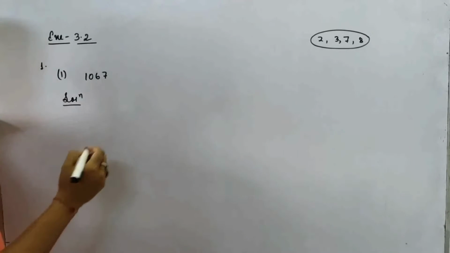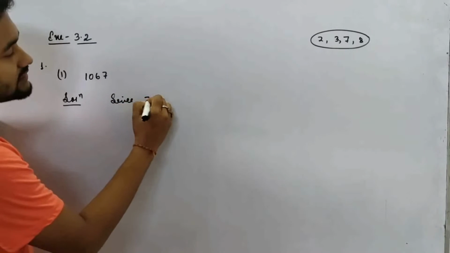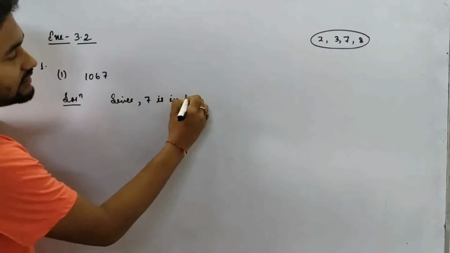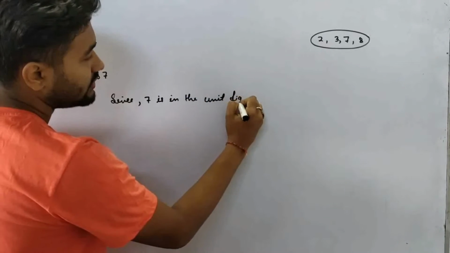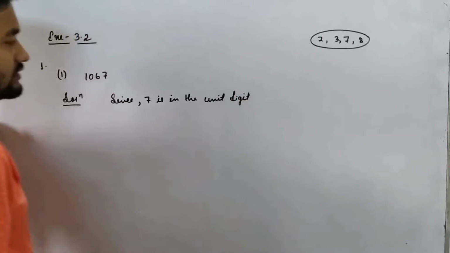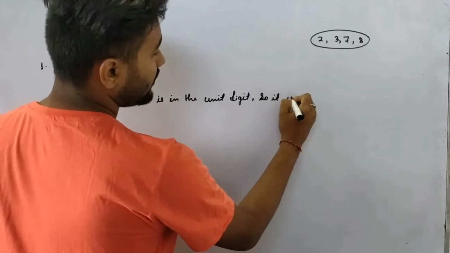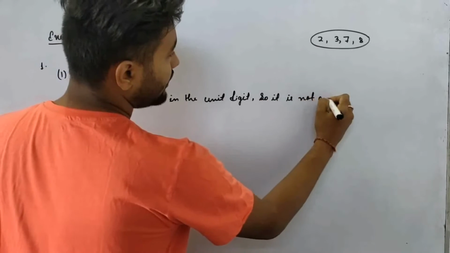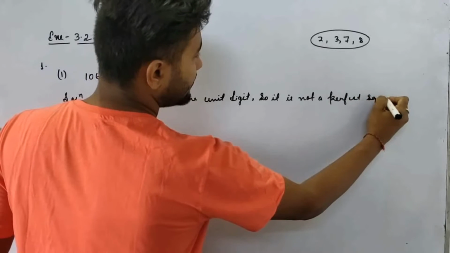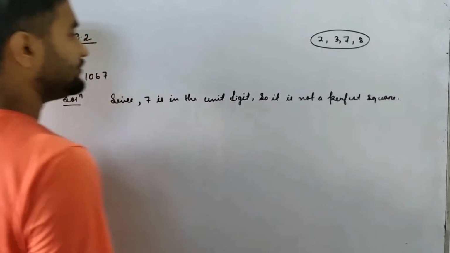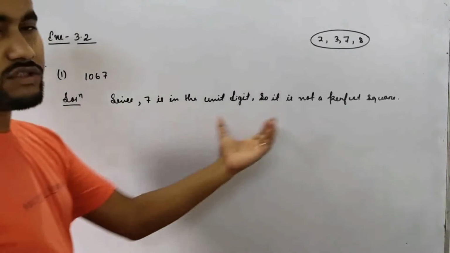So what is the reason? The reason is that since 7 is in the unit digit, so it is not a perfect square. This is your reason.